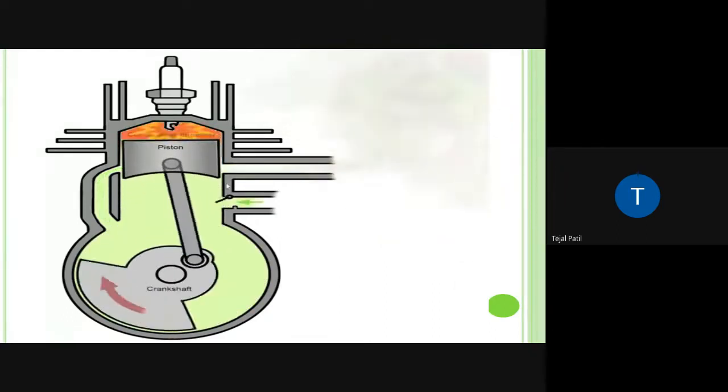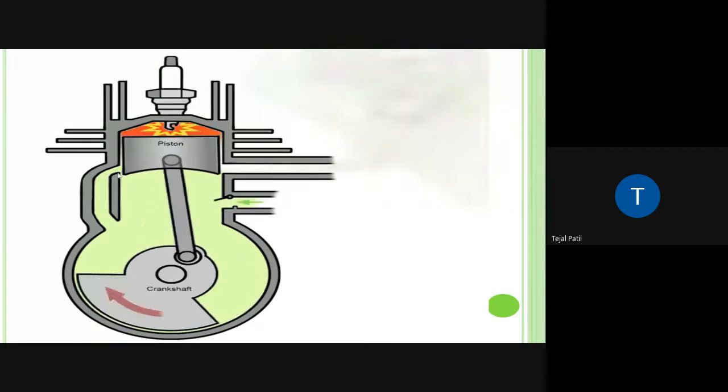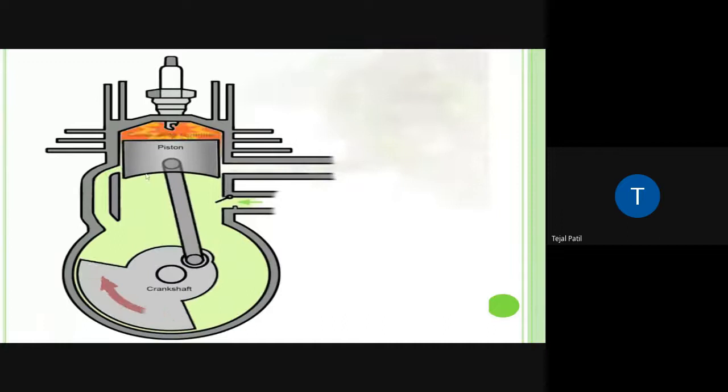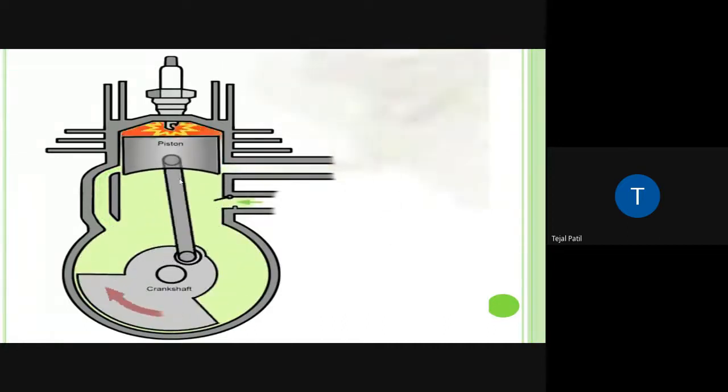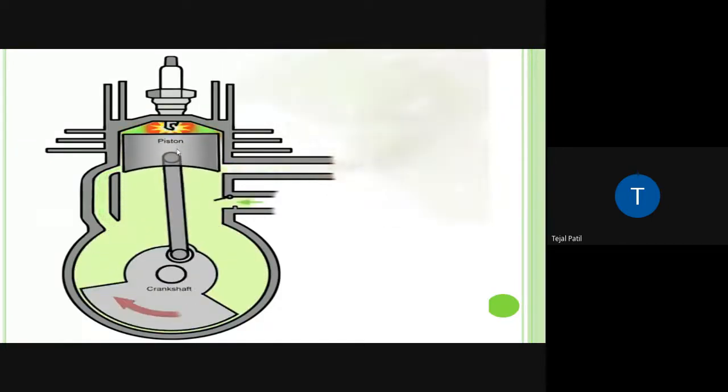Then you can see here, when this port is closing, this other port is open. When the piston is moving upward, it takes the fresh charge inside. But when the piston is moving downward, partial compression takes place, and with that, the fresh charge is forced to pass through this transfer passage towards the upper side, towards the combustion chamber.